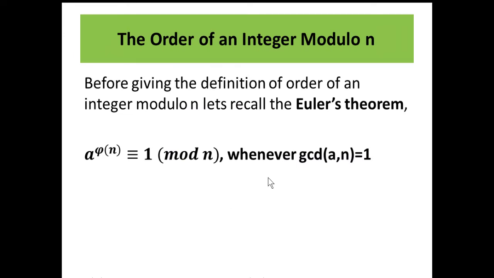The order of an integer modulo n. So how do we find the order of an integer modulo n? Before that, let's just see this theorem, Euler's theorem. Euler's theorem says that a to the power phi n is congruent to 1 mod n whenever a and n are relatively prime.